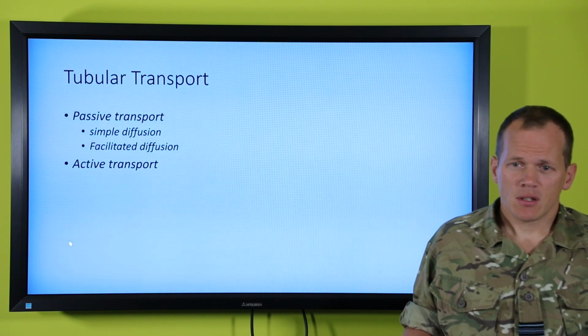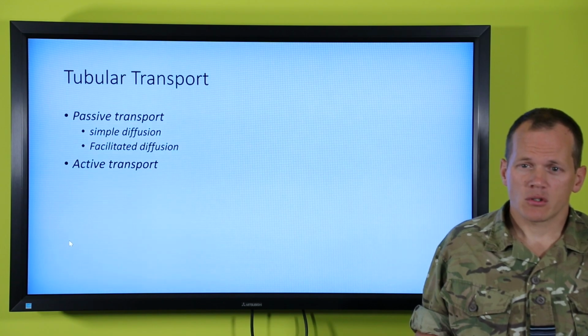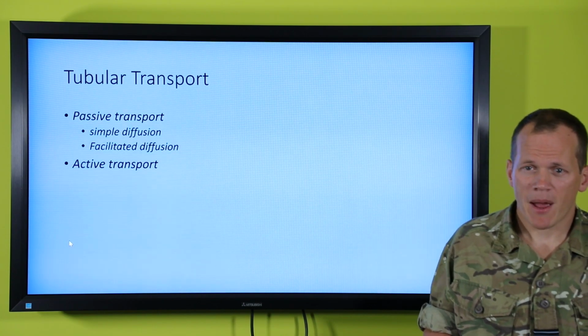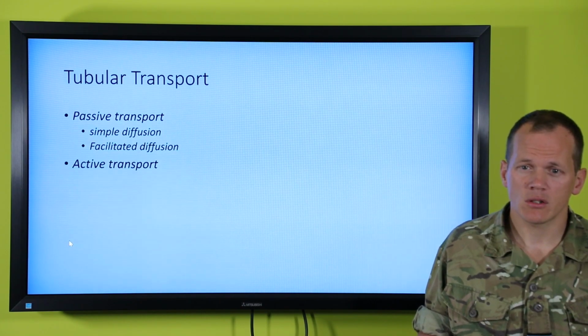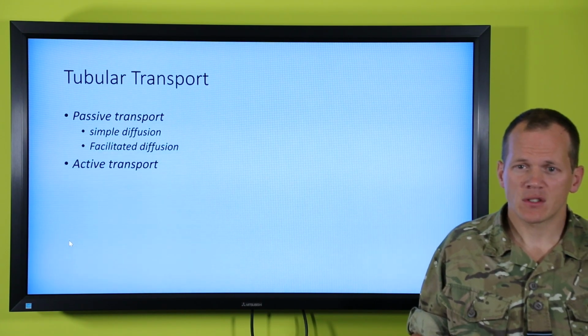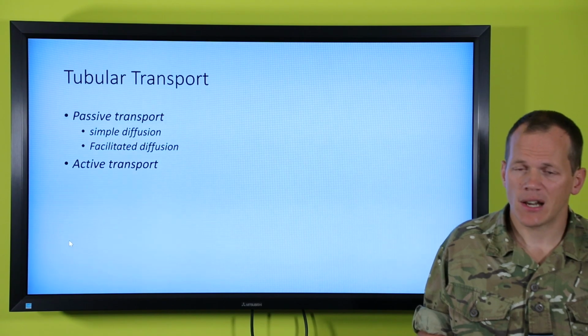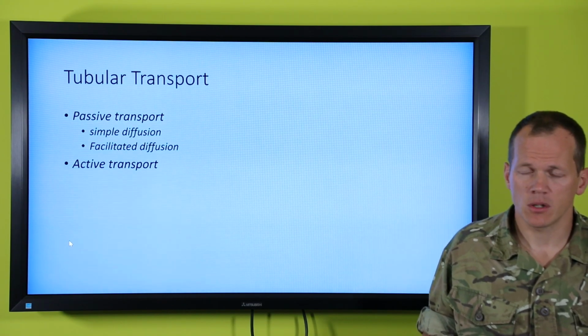There's two main processes. They both transport across the tubules. One is passive, and that passive movement could be simple diffusion. That's how water usually is retained. And facilitated diffusion, so that's through selective pores for things like sodium.